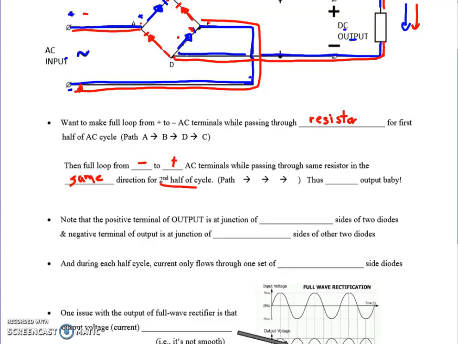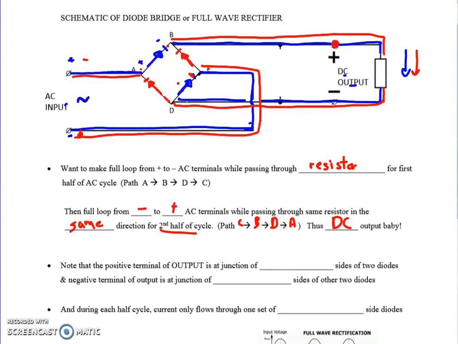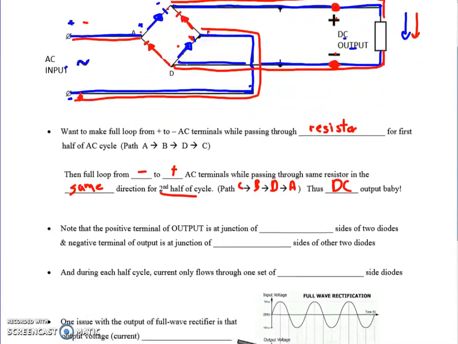So if I follow the red, right, do that again, we started with C, then it went from C to B, went through, came to D, and then went to A. Thus we have DC outputs, exactly what we want. So study this very, very carefully, and note that on our output right here, we don't even have to have a resistor there. This is the positive side, this is the negative side. Okay, and we'll explain how we can recognize that when it's not made obvious.